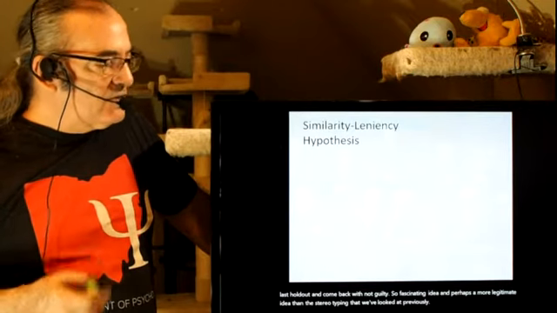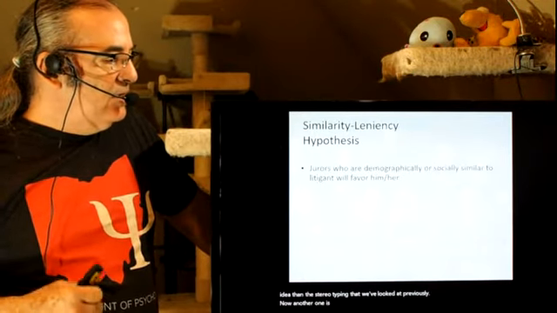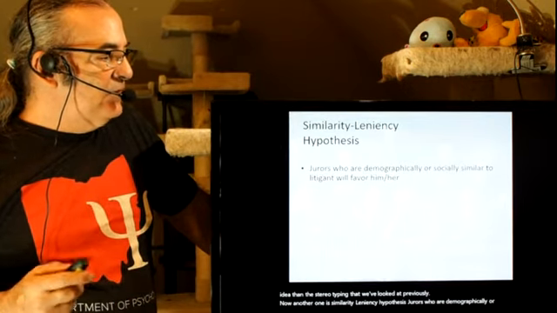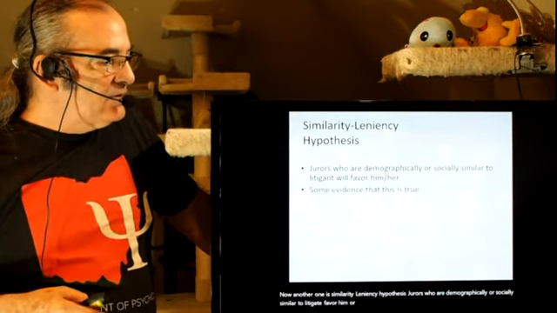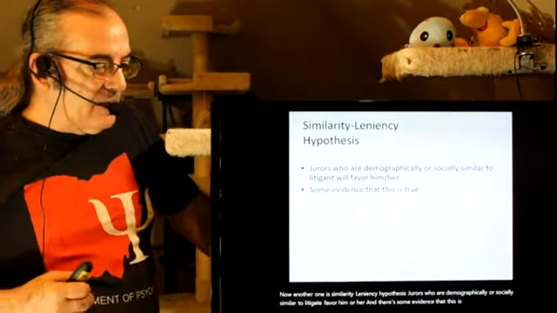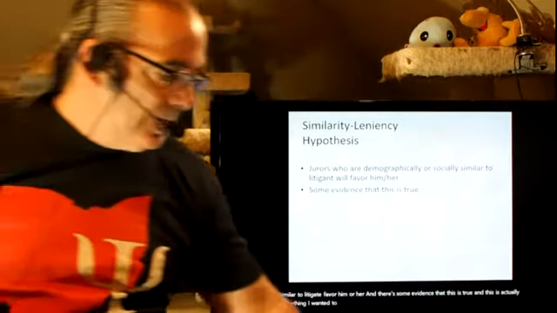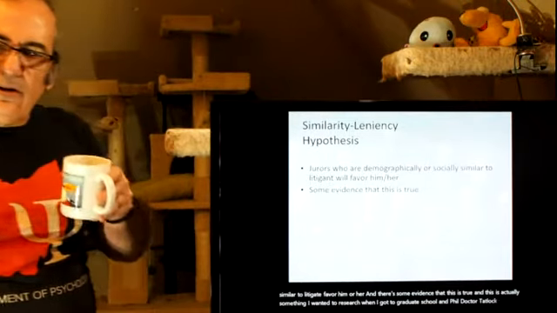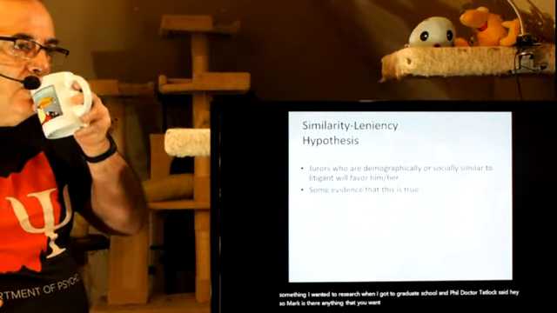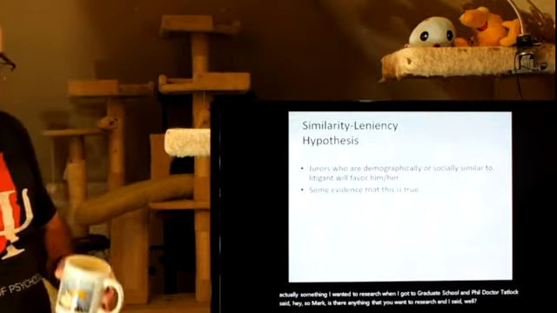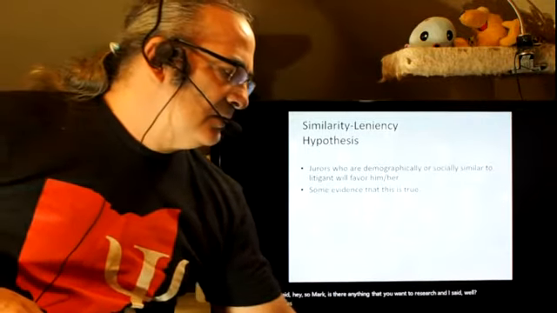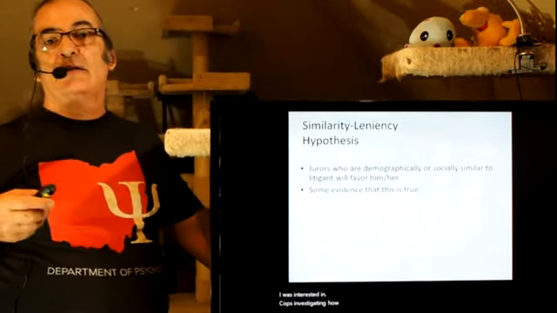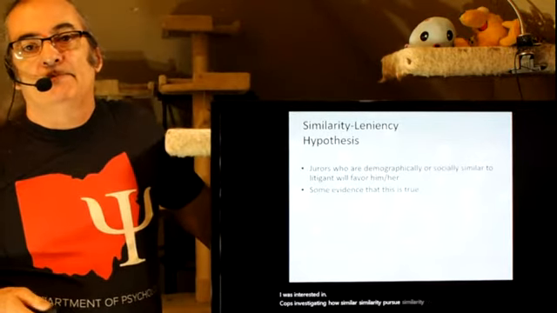Now, another one is the similarity leniency hypothesis. Jurors who are demographically or socially similar to a litigant favor him or her. And there's some evidence that this is true, and this is actually something I wanted to research when I got to graduate school. And Phil, Dr. Tetlock, said, hey, so Mark, is there anything that you want to research? And I said, well, I was interested in perhaps investigating how perceived similarity might affect jury decision making.